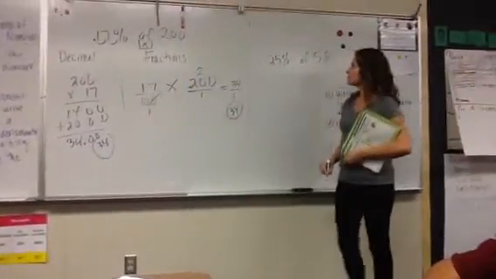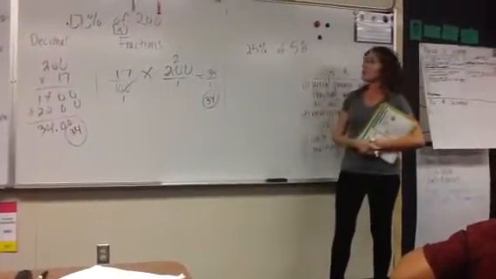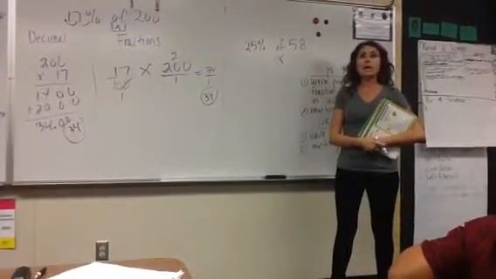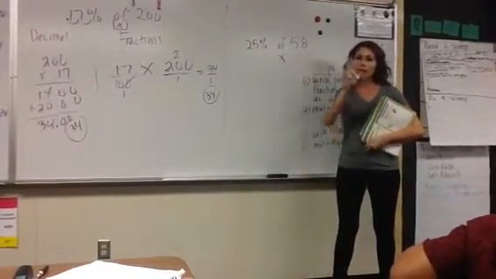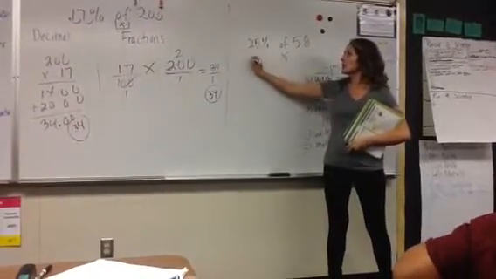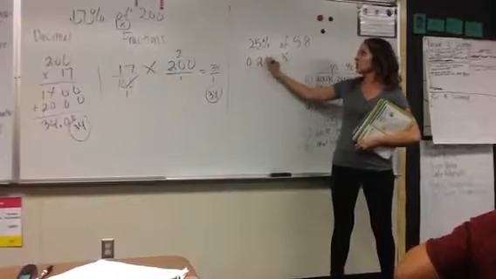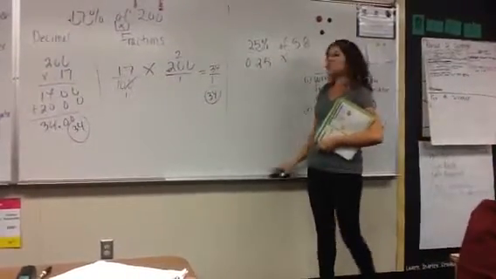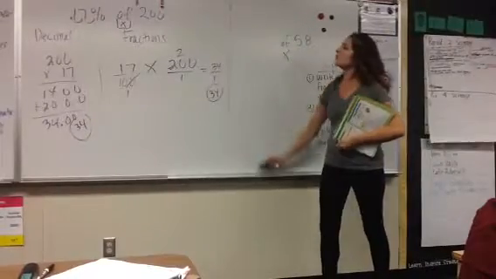Let's try one more. Here I have 25% of 58. Of means I multiply. I'm going to move the decimal 2 times because I can't multiply with the percent sign. So here I go, 1, 2. I have 0.25. Correct? Actually, I'm going to change this up even because that's easy. We already did one like that.